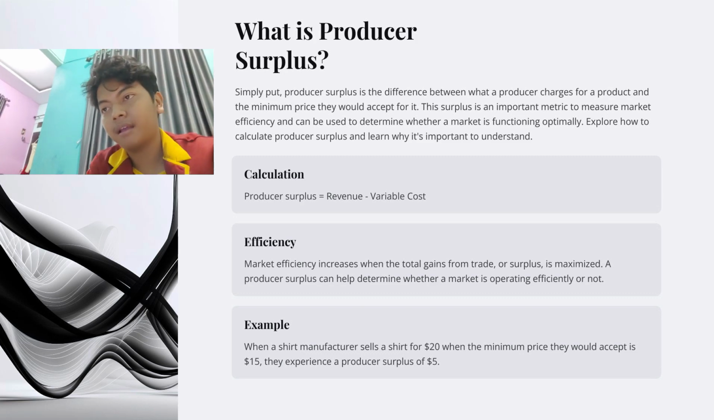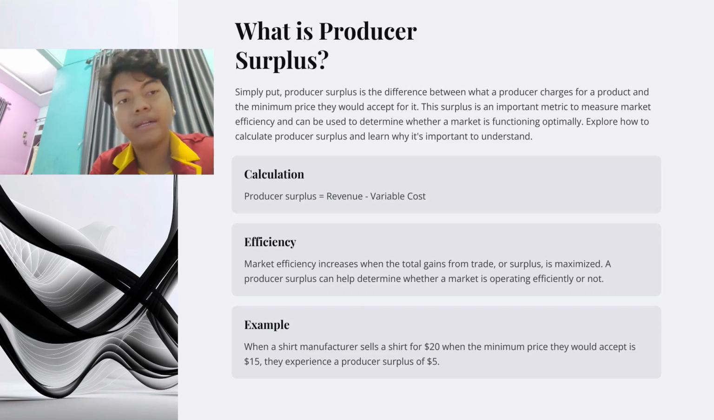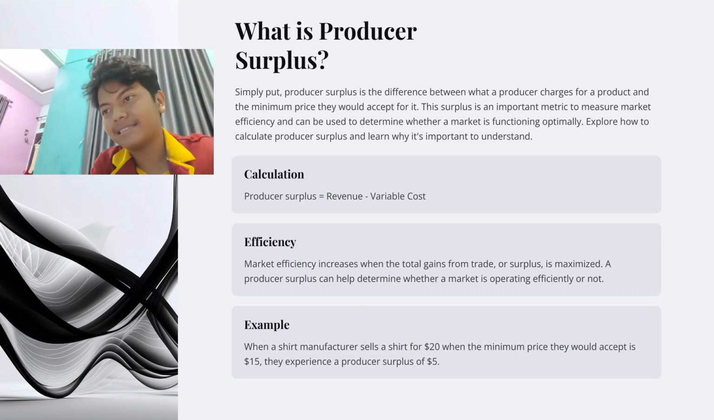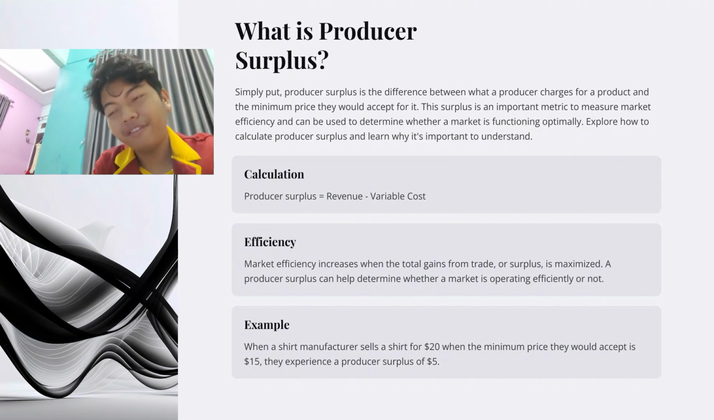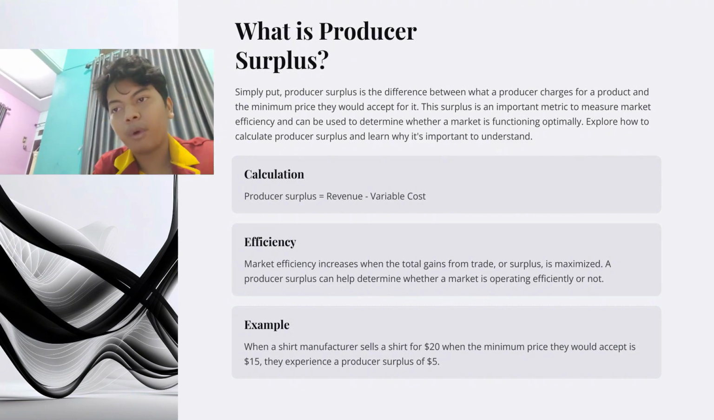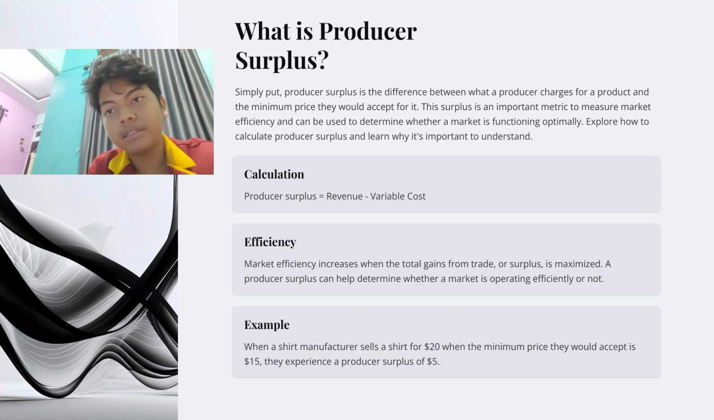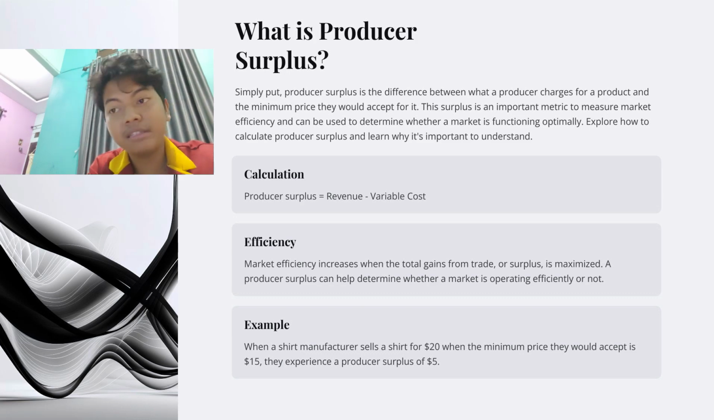Calculation. Producer surplus is revenue minus variable cost. Efficiency. Market efficiency increases when the total gains from trade, or surplus, is maximized. Producer surplus can help determine whether a market is operating efficiently or not.